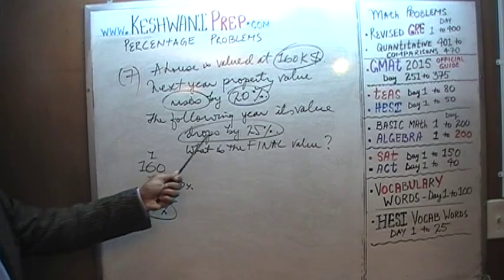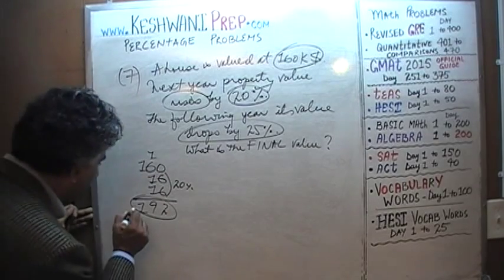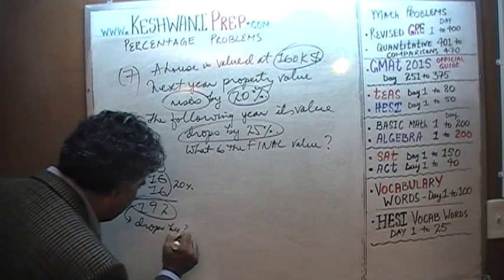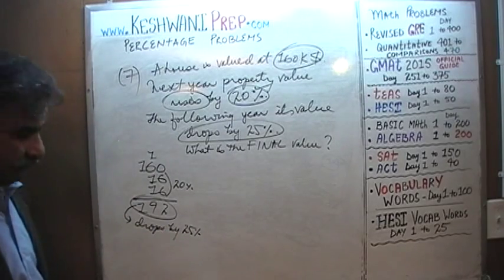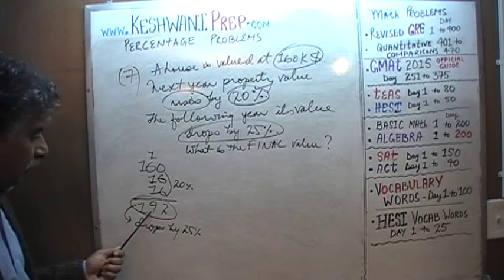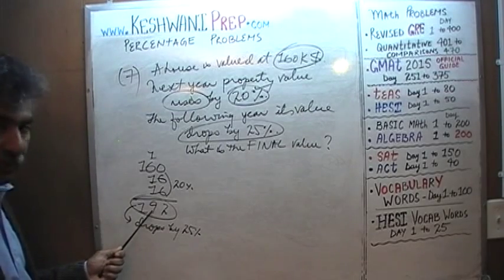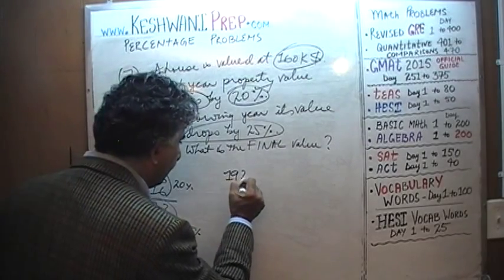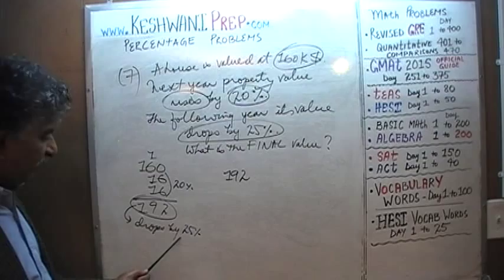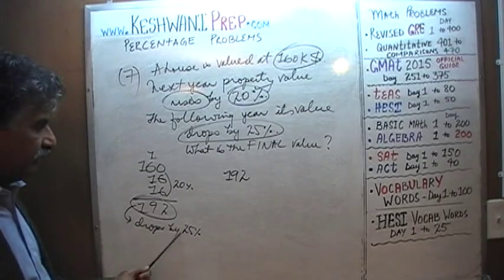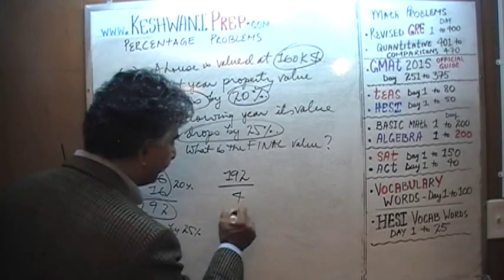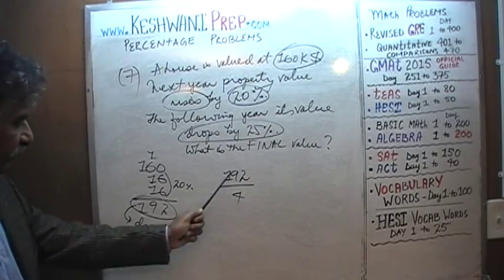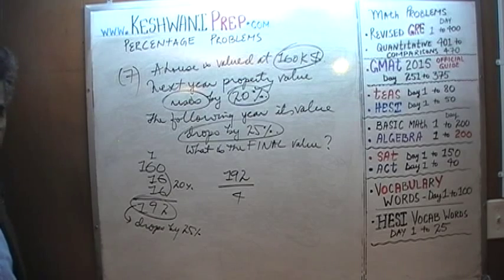Then we are told that it drops by 25%. 192 drops by 25%, and that's the final price. So we have to figure out a drop of 25% of this amount. 25% is a quarter, so it drops by a quarter. One quarter of this amount will represent the drop of 25%. So we'll figure out this amount and subtract it from 192, and that will be our final price.